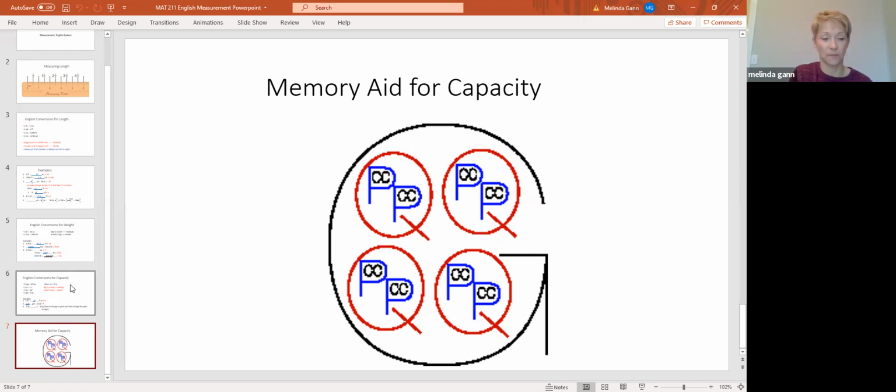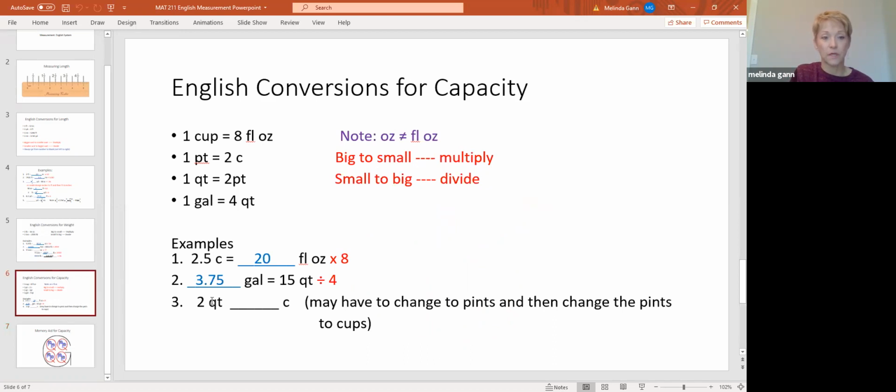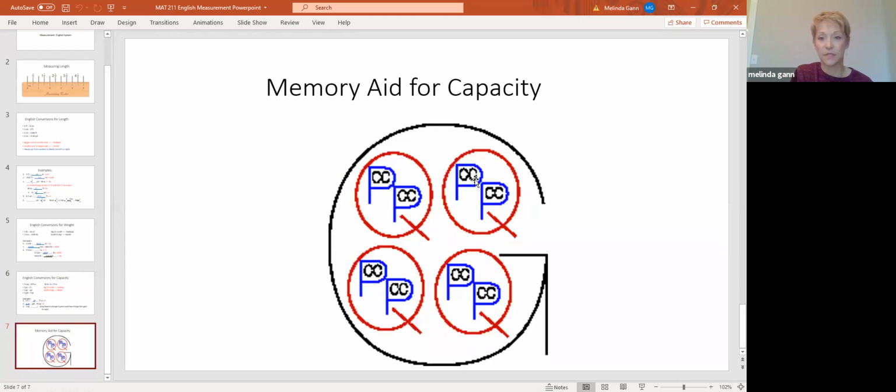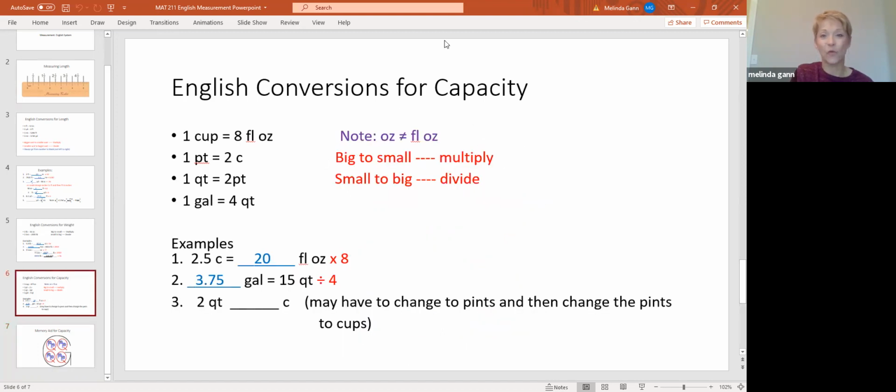So go back to this one. Quart to cup, we need to multiply. How many cups, how many C's are in a quart? Q. 1, 2, 3, 4. So if I had known that a minute ago, I could have just said times 4 and gotten 8 in one step instead of doing it in 2 steps like we did a minute ago.